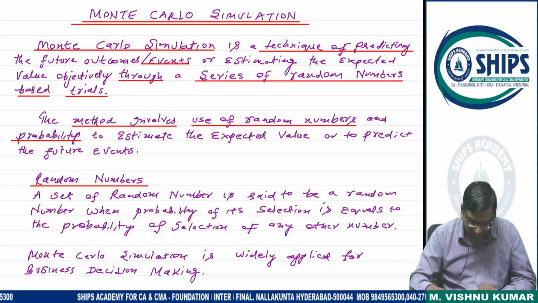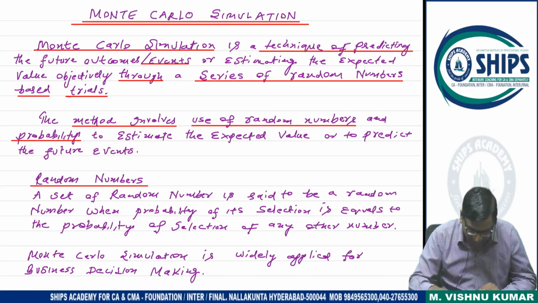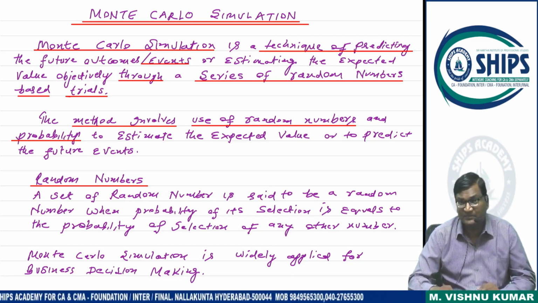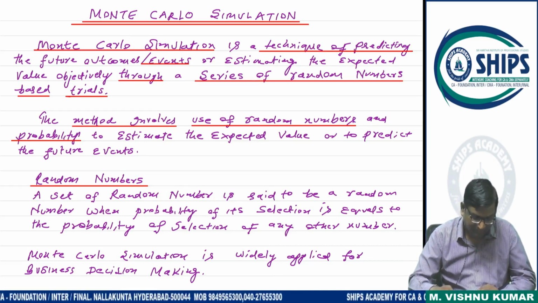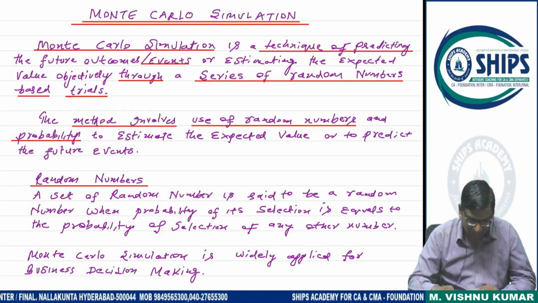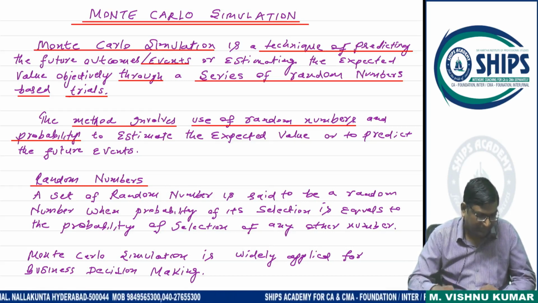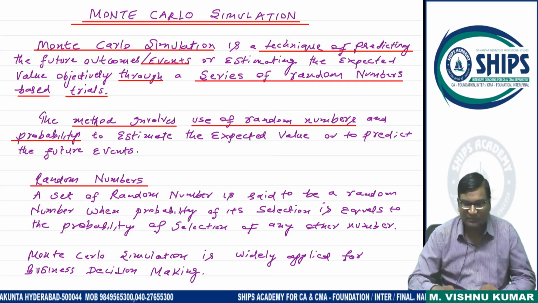So simulation, Monte Carlo simulation, this sentence is very important: series of random number based trials. This is compulsory, you have to write. So it means they will use probability also, random numbers also, to estimate the expected outcomes.